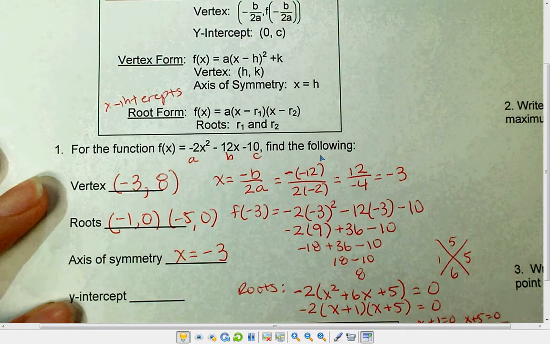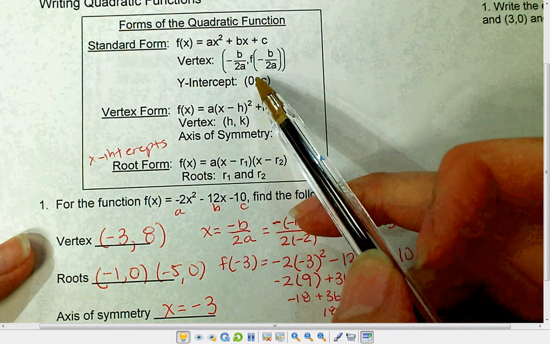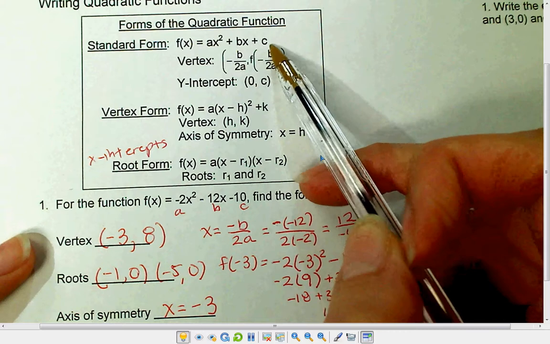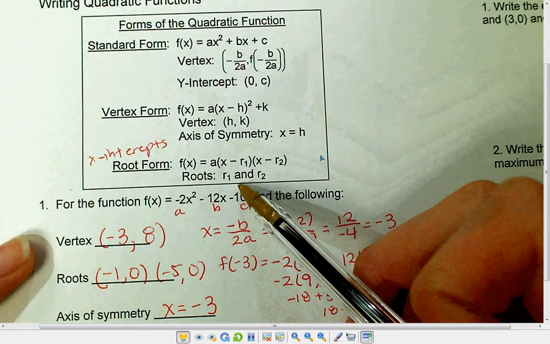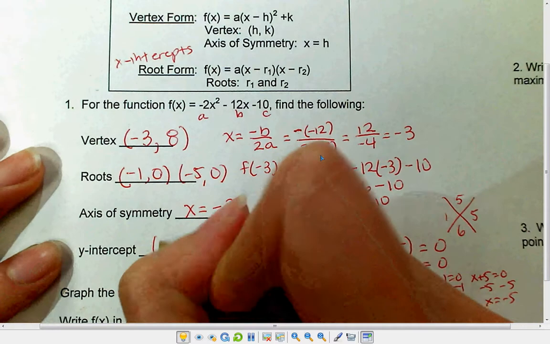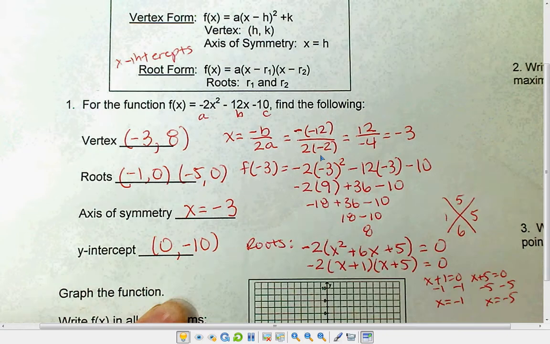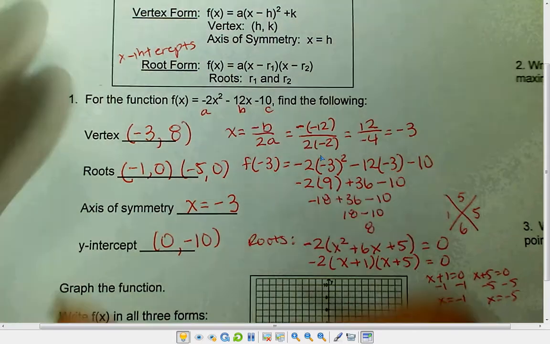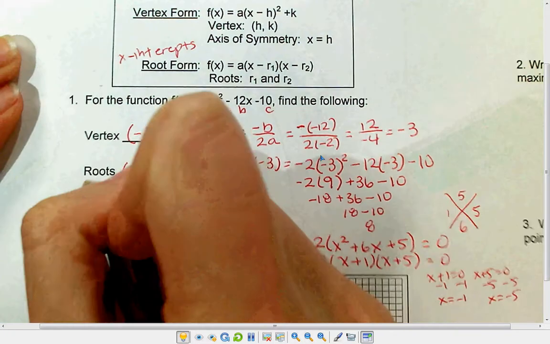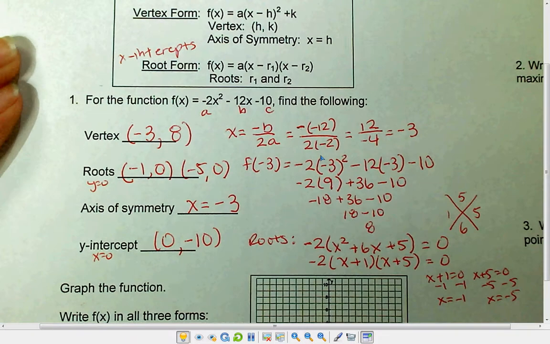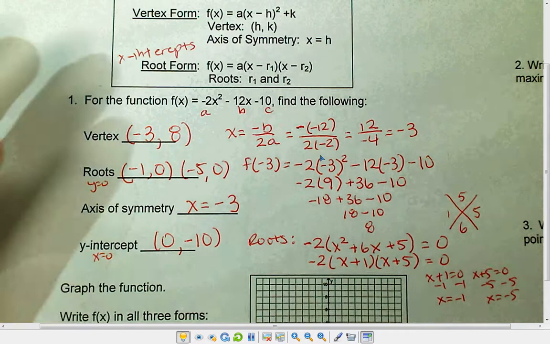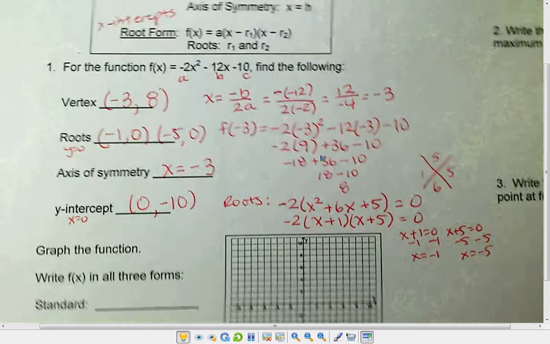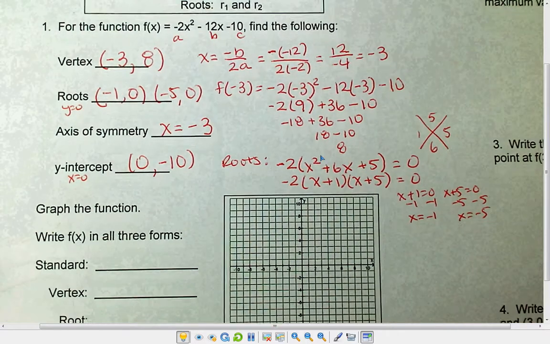Finally, our y-intercept is also very easy to find because it's just the c value of your standard form. So whatever c is, in this case negative 10, your point is just (0, negative 10). X is 0, y is negative 10, because for your y-intercept, this is when x is equal to 0. For your roots, this is when y is equal to 0. So from all this, now we can actually graph the function and rewrite it in the three different forms.